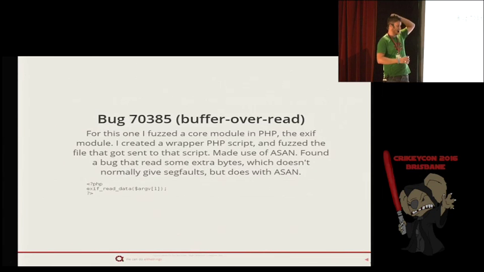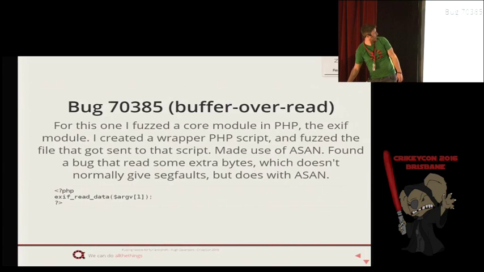So one I found is in the EXIF module, which is doing image format tags. So I made a wrapper PHP script, which is that. I'll bump that up again. So it's just a simple PHP script, exif_read_data, and take the first parameter from the command line. So I can just run AFL on that PHP file and then pass the file name.